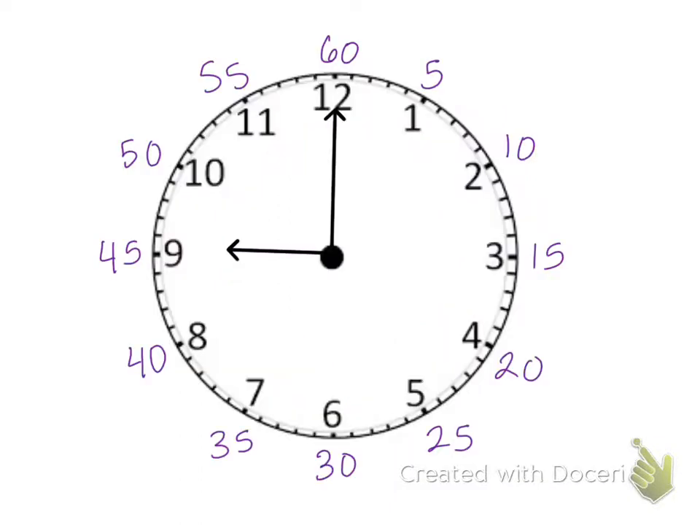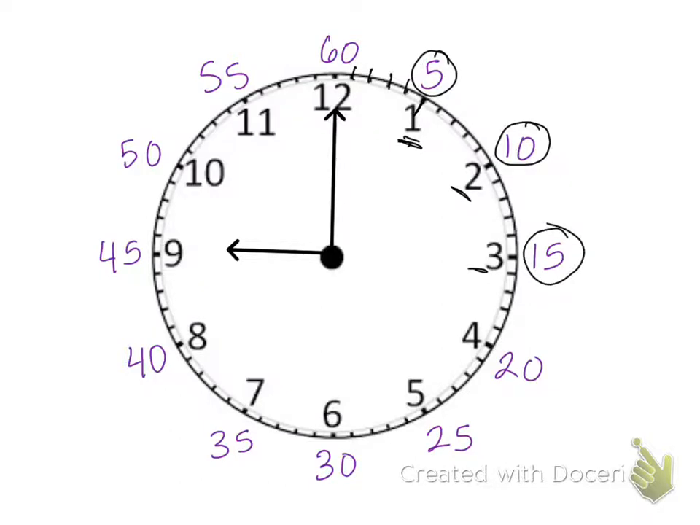Now, on a clock, each of the small lines, the small marks, tells me that 1 minute has passed. When we get to the 1, we're at the 5th line. So if we look, we have 1, 2, 3, 4, 5. So when the minute hand points to the 1, it's been 5 minutes. When we get to the 2, it's been 10 minutes because there's 10 marks. When we get to the 3, it's been 15 minutes.